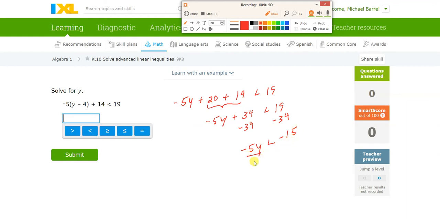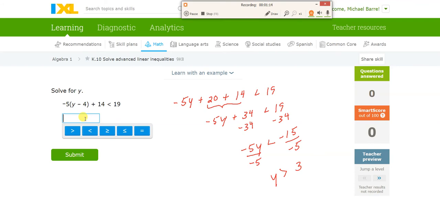At this point, I'm going to divide both sides by a negative 5. I'm dividing both sides by a negative, which requires me to flip the inequality symbol. Y is greater than 3.